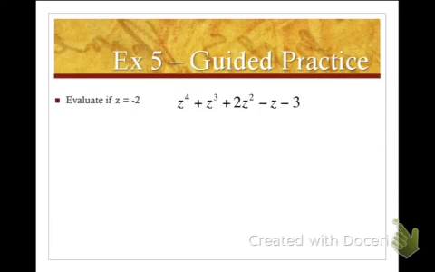All right, our next example, we're seeing that z is negative 2. So the first thing, again, make sure you're just doing this on your own. You're going to pluck out every z and put in negative 2. Don't make any other changes, just using parentheses, pluck out z and put in negative 2.